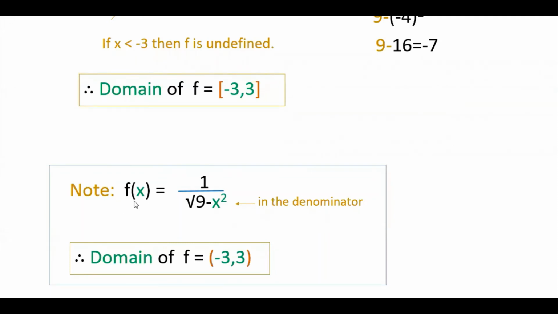See here, if f of x is equal to 1 by square root of 9 minus x square, then here it is in the denominator. So you have to change the domain of f. Here you have to put open brackets because it is in the denominator. It should not be equal to 0. So you have to exclude these two numbers. So this is the difference between these two domains.